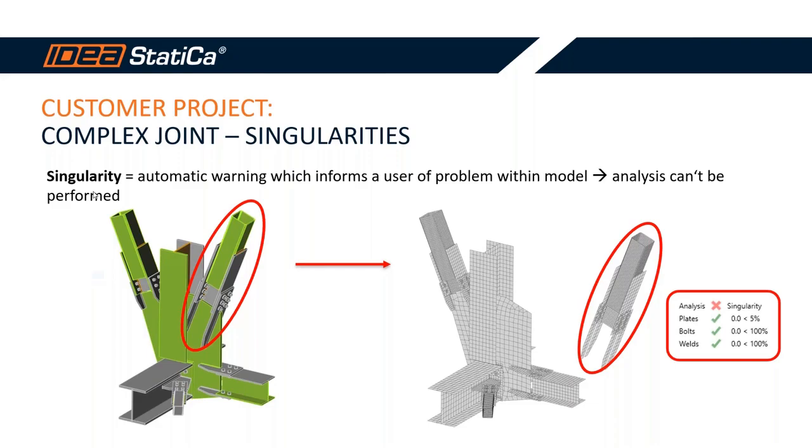The first question for all of us, what is singularity? It is an automatic warning which informs a user of problem within model. As a result, no analysis can be performed. Software gives you info about this kind of error. You can see singularity. And what happened? In this case, part of the structure wasn't connected properly, this part, and flew away.